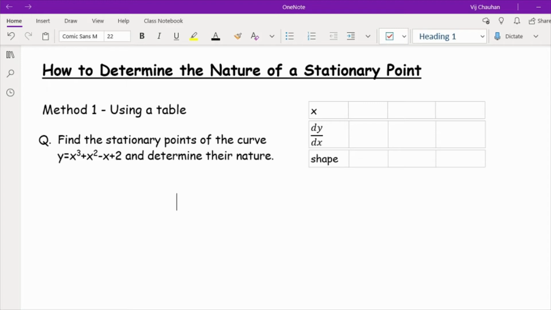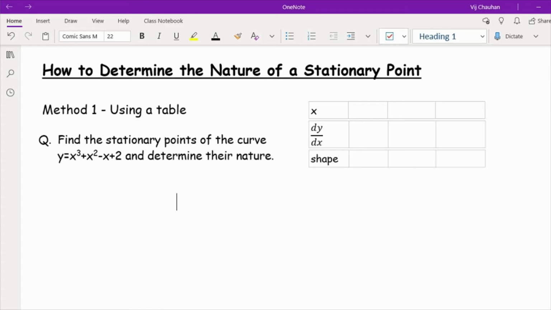I'm going to go for the one that's probably a little bit more tedious, which is using a table. So as you can see on the screen, I've drawn a very faint table, but hopefully I'll show you where this comes in. So in terms of how we go about this, let's start off with a question. In this particular question, it's asked us to find the stationary points of the curve y equals x cubed plus x squared minus x plus 2 and determine their nature.